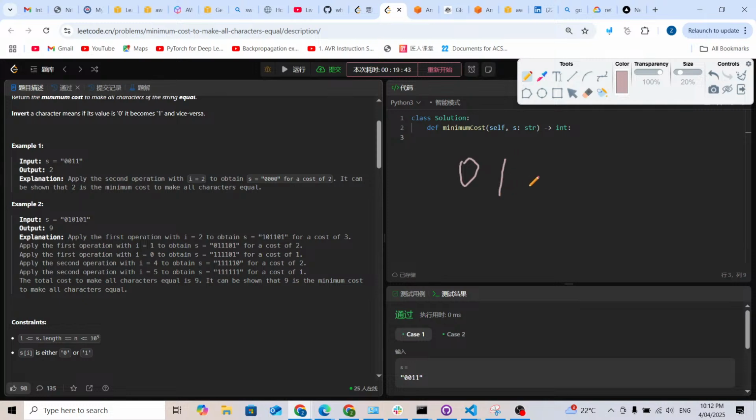So we have 0, 1, 0, 1, 0, 1. So n is going to be 6, the length of the string. From the beginning, this is i, and this is the 0 index, and this is the index 1.